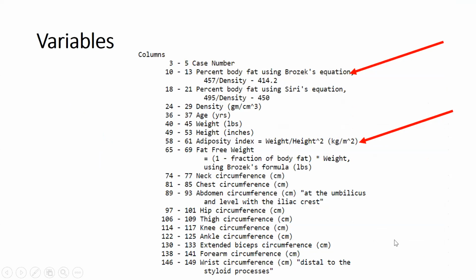So the article in the Journal of Statistics Education that corresponds to this data set is actually about how to incorporate a project like this into a class. It clarifies some of the definitions of the variables. You can see that there are more variables on the list, different circumferences from around the body, and it shows that the adiposity index is weight over height squared, and I think that's the same formula as BMI.